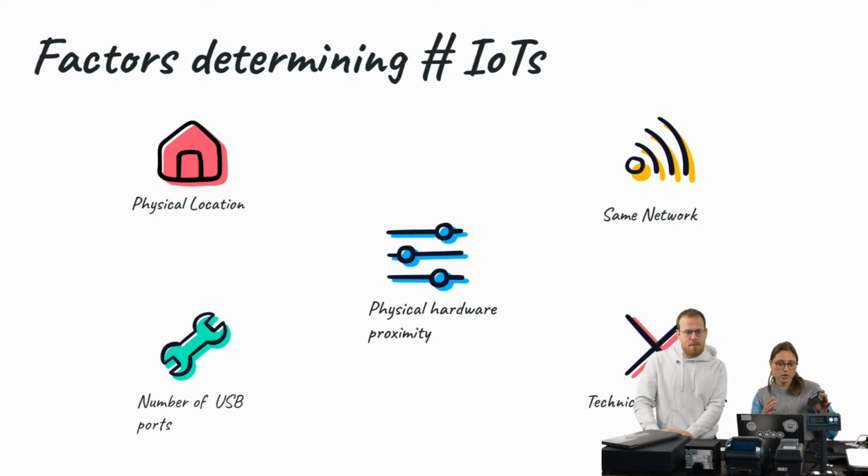So if you have payment terminals that need the IoT, you need one IoT per payment terminal, like Worldline and Ingenico. Because it's a technical constraint, we need basically an exclusive path to communicate with the payment terminal.